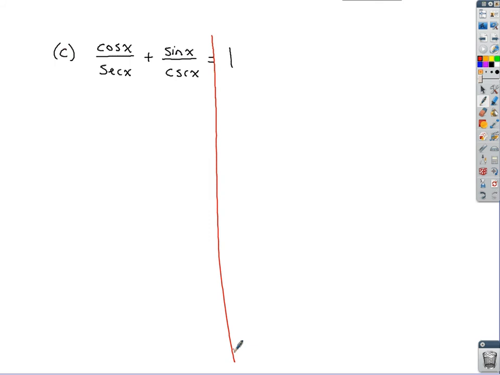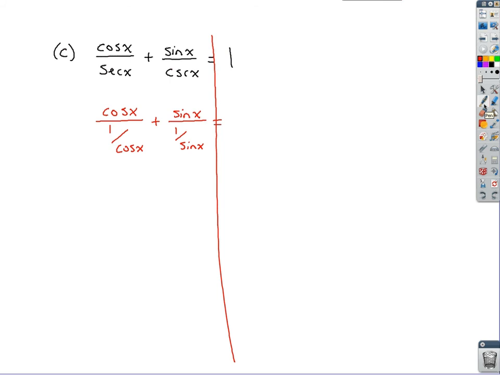If I'm consistent and I change things over in terms of sine and cosine, I would have the cosine of x over, well, secant is 1 over cosine of x, plus I'd have sine of x over, cosecant would be 1 over sine of x. All this is supposed to equal 1 on the other side. Actually, I don't usually introduce that yet, do I? I usually just bring that through.